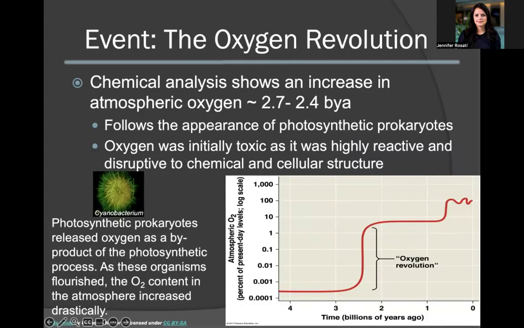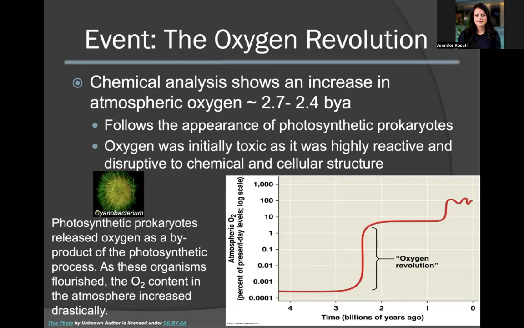Another important event in the fossil record is termed the oxygen revolution. Though we are dependent upon oxygen, this was not always the case. Oxygen was initially considered to be toxic because it's highly reactive as well as disruptive to chemical and cellular structure. However, chemical analysis of the fossil record shows a drastic increase in atmospheric oxygen that occurred about 2.4 to 2.7 billion years ago. This increase in atmospheric oxygen correlates to an increase in the diversity and success of photosynthetic prokaryotes.